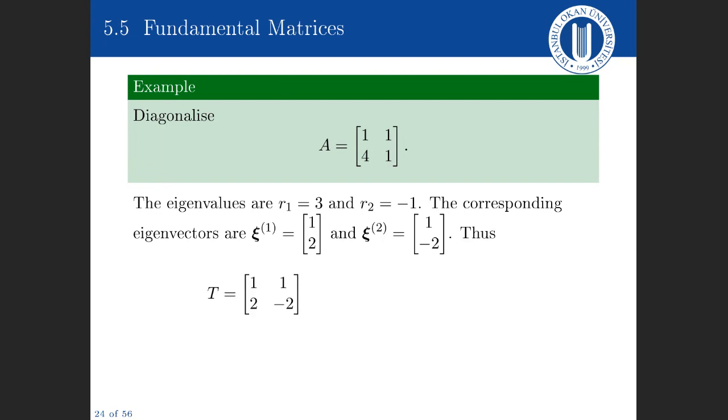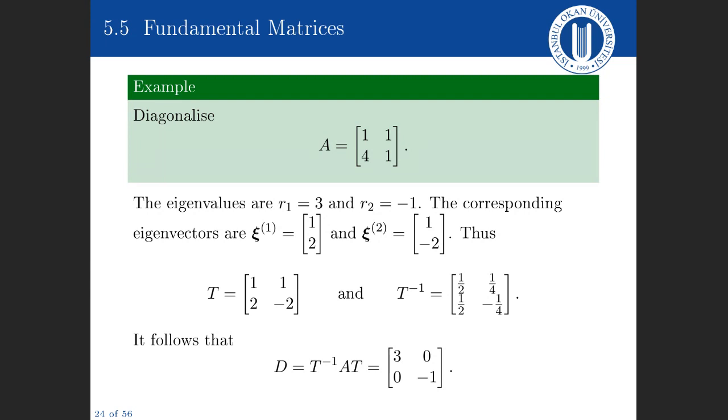So T is the matrix where the first column is the first eigenvector, and the second column is the second eigenvector. And I'll just tell you that this matrix is invertible, and that the inverse of T is [[a half, a quarter], [a half, minus a quarter]]. I'm sure you know how to calculate the inverse of a 2x2 matrix.